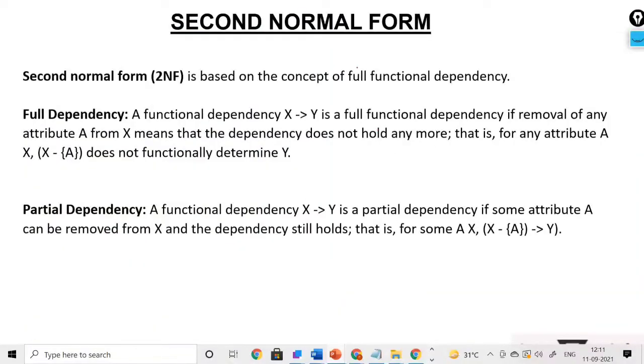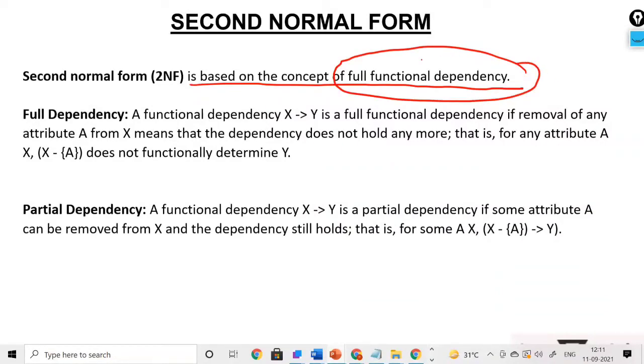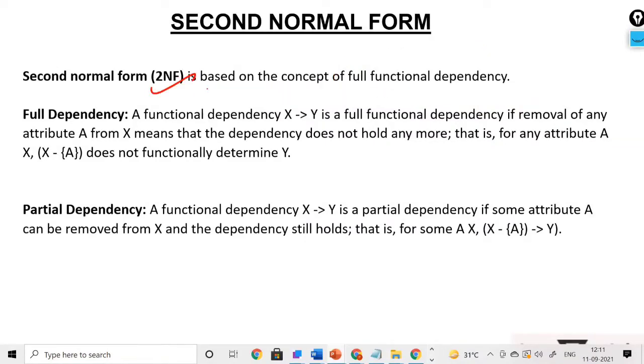Second normal form is based on the concept of full functional dependency. So now my job is to make you understand what actually full functional dependency is all about. Because 2NF is based on full functional dependency, let's start with that. A functional dependency X → Y is a full functional dependency if the removal of any attribute A from X means that dependency does not hold anymore.